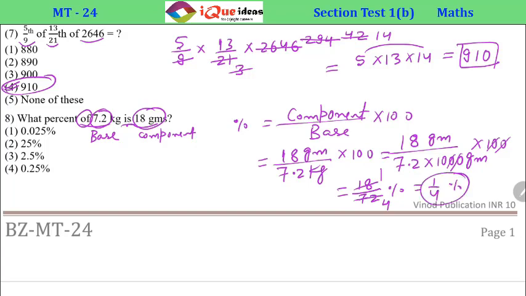Now, if you represent in decimal, it will be 0.25, and that much percentage. Be careful, the answer is 0.25 percentage. So it is the fourth option that is the correct answer. Okay, now let's go to the next question.